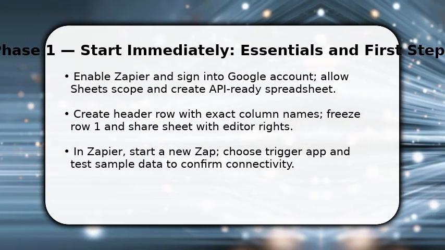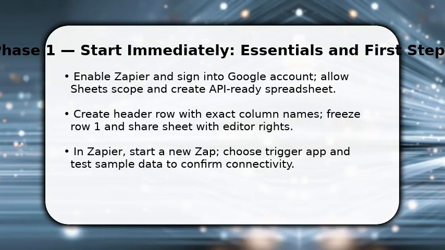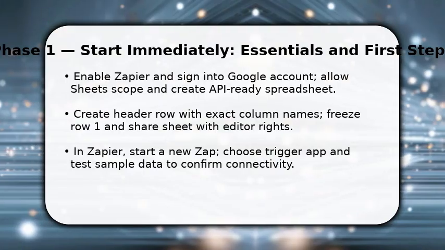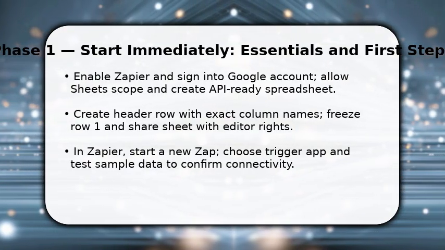Confirm sample data appears. This first active loop verifies credentials and column matching, which prevents mapping errors downstream and saves you time when building actions.